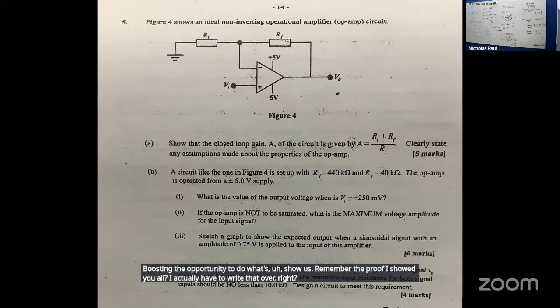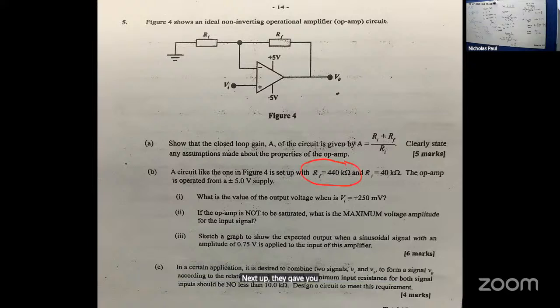Next part, they gave you RF, right? The value, if you can't see, RF is 440 kilo ohms. R1 is 40 kilo ohms. And the operational power supply is plus and minus 5 volts. Right, let's start.